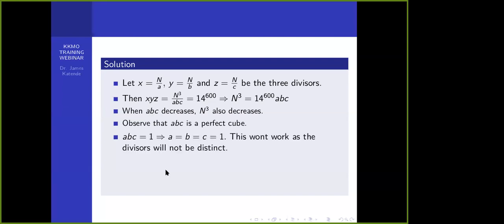Now, the smallest perfect cube we can think of is 1, but this will not work, because if the product of A, B, and C is 1, that forces all the 3 integers to be 1. That cannot work because we need X, Y, and Z to be distinct integers. So we can ignore this one. So the next cube we can test is 8. If you take the product of A, B, and C to be equal to 8, we can find a solution with A equal to 1, B equal to 2, and C equal to 4.